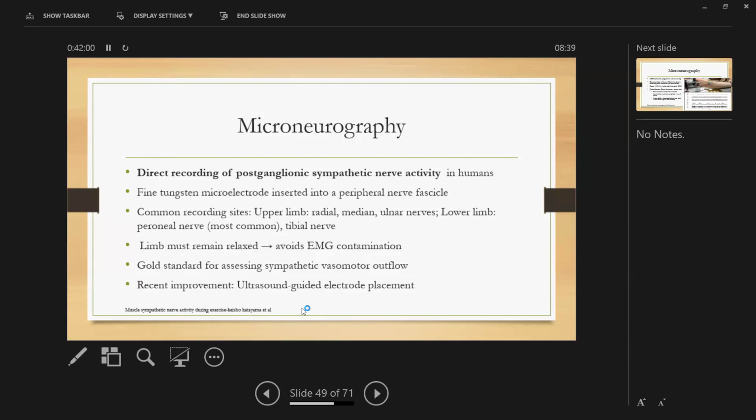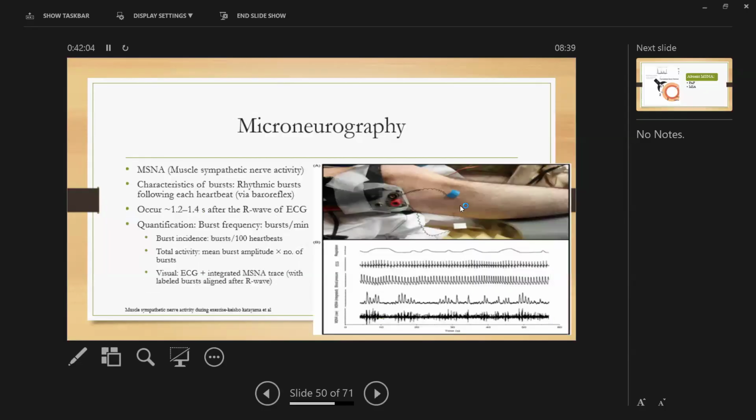Recently, with ultrasound guidance, we can place it properly. So I'll explain here. We properly insert the tungsten electrode into the nerve fascicle and check the sympathetic response of the nerve. If there is proper sympathetic activity, then with every heartbeat a burst will be produced. That will be measured here. Here you can see it's a raw burst, which through computer analysis we can turn into proper waveforms. It occurs 1.2 to 1.4 seconds after every R wave of the ECG.